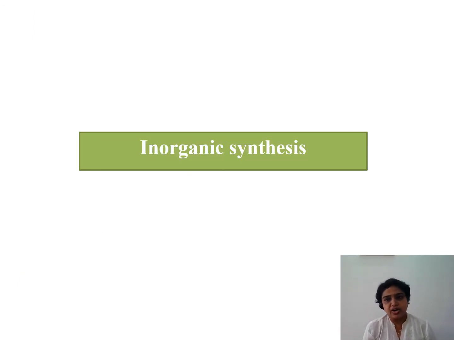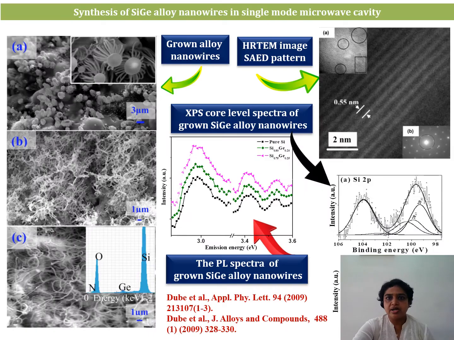So let's come to the inorganic synthesis. The results which I'm going to show are from my PhD work. We synthesized silicon germanium alloy nanowires with the help of H field processing. Here we used the H field of the microwave, so at our workpiece location the H field was maximum. Just now I showed the diagram in which the E and H fields are maximum at different work locations in the cavity. So here we made silicon germanium alloy nanowires, and what we found was that they had a core shell structure.